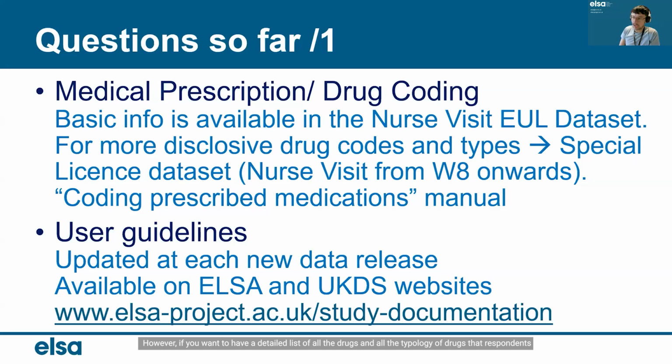However, if you want to have a detailed list of all the drugs and all the typology of drugs that respondents use, you need to apply for a special license dataset, and that will apply for nurse visits from wave 8 onwards. And if you want to know exactly what kind of drugs and prescriptions are available, there is a manual that you can consult, called Coding Prescribed Medications, where you will find all the information. This has been mentioned throughout the various presentations.